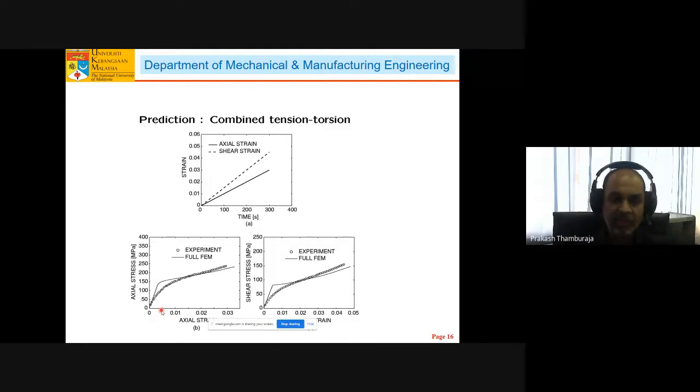Yeah? So they are increasing together. And these are the experimental results for the axial stress, axial strain response and the shear stress, shear strain response. And you can clearly see that the mathematical model and the computational simulations are able to predict this to good accuracy. Yeah? So these are all independent validations of the mathematical framework and the computational implementation. Yeah? So it's not fitting anymore. This is a pure prediction of the response.